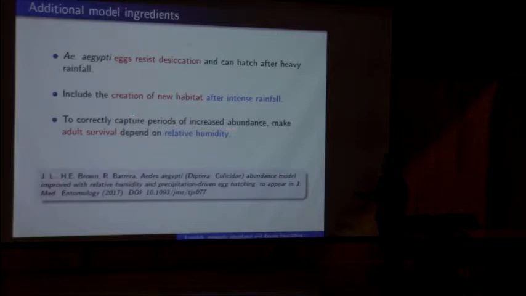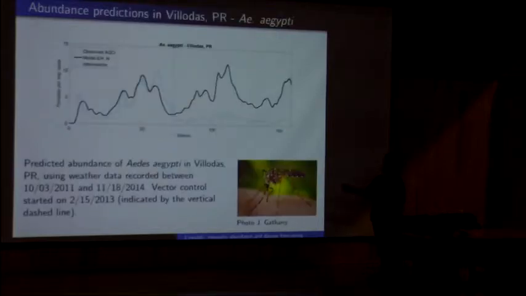The other thing is that after rainfall, especially if it's intense rainfall, the humidity changes, and it's known that adult survival might be affected by humidity, so we also put that into the model. And when we do this, this is what we get, right? So now the prediction of the model is in black, and the blue is the data. And you can see that's much better than before, it's quite good, right? So we were very happy about this.